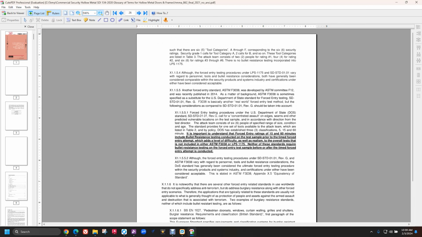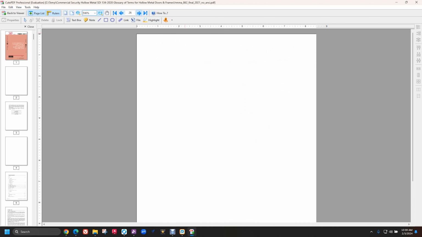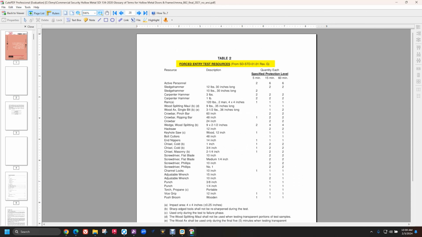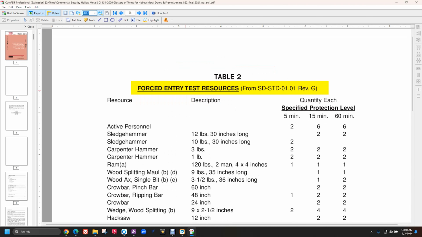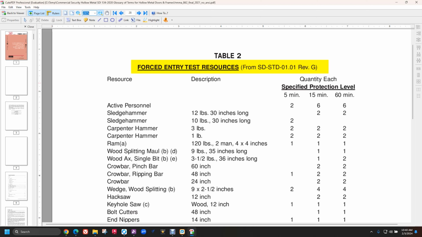Now I would probably read through the guidelines for use, and I'm going to skip forward because they literally show you. This is what's fun about this. Forced entry test resources. Specified protection level. So what is your FE level required? 5 minutes, 15 minutes, or 60 minutes? Resource. Active personnel. Can the door withstand active personnel for 5 minutes?